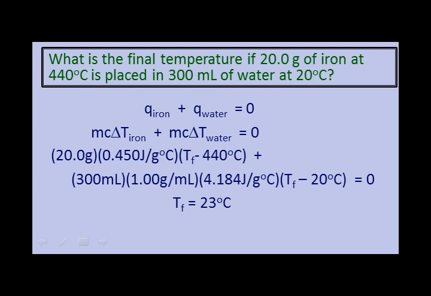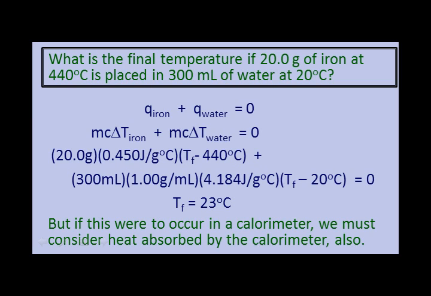Very easy, isn't it? The iron lost the heat, the water gained the heat. And we wanted to find the final temperature. Well, the iron is going to lose heat and the water is going to gain heat until they come to the same temperature. Remember, heat transfers from a hotter body to a colder body? That's right. So the final temperature is 23 degrees Celsius. Looks simple enough, but there's a problem.